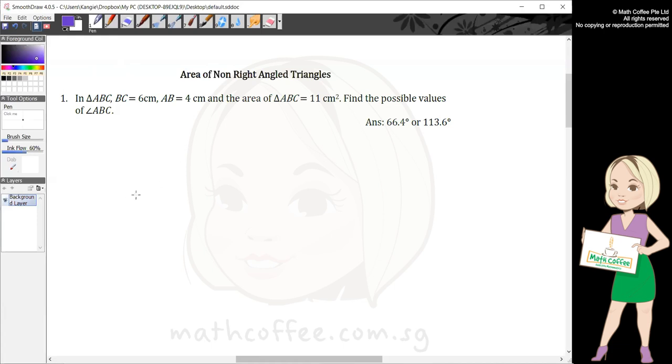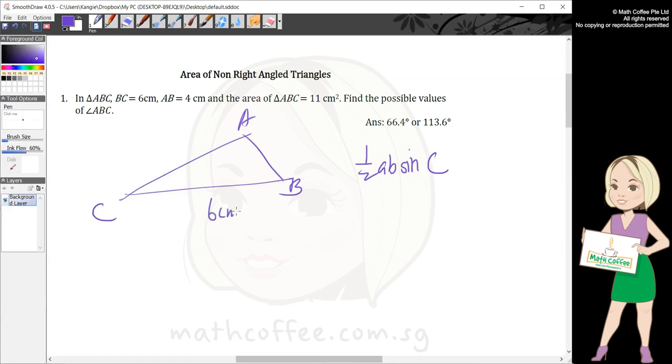Whenever we have a non-right angle triangle, we have the formula to find its area, which is half ab sine C. Let's say for example triangle ABC, with BC is 6 cm and AB is 4 cm. They tell me that the area of this triangle is 11 cm squared. They ask you to find the possible values of angle ABC. So they are talking about this angle.